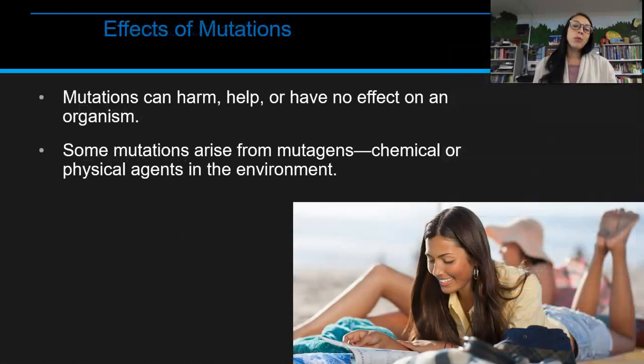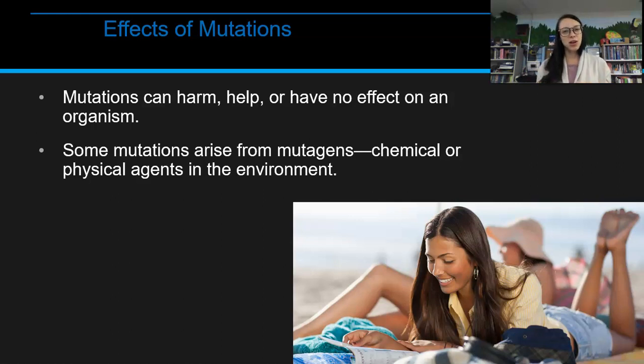So mutations can be harmful, they can be beneficial, or they can have no effect on you at all, as we've kind of talked about. Some mutations arise from things like mutagens, and these can be chemicals or physical agents in the environment. For example, skin cancer. Skin cancer oftentimes comes from the fact that you're out catching some UV rays. UV rays are a type of mutagen. As your body absorbs those UV rays, it can cause changes in your genetic code.